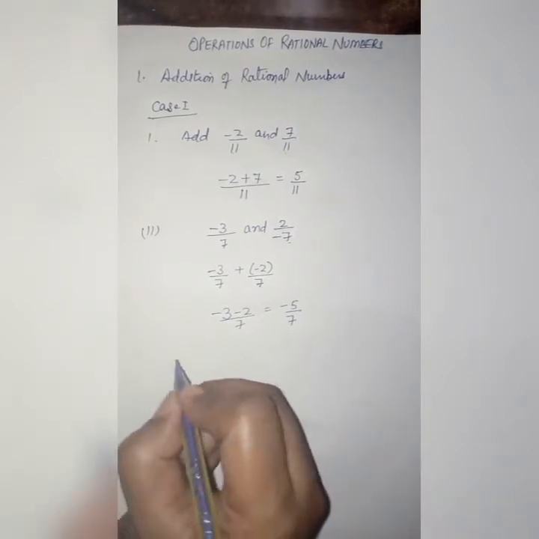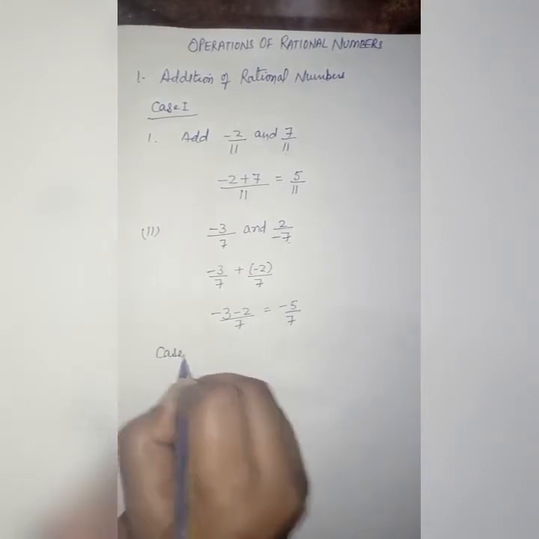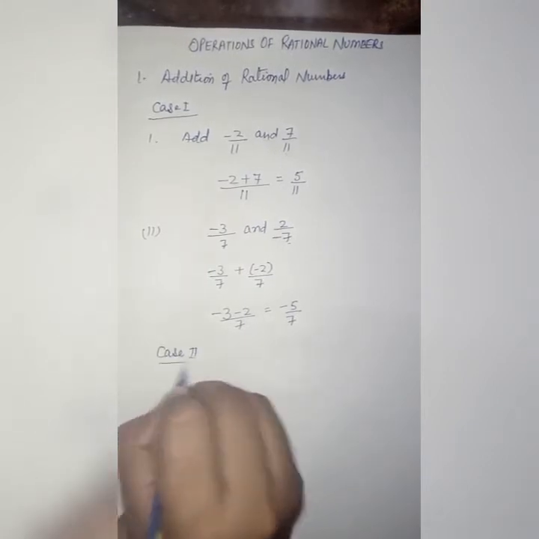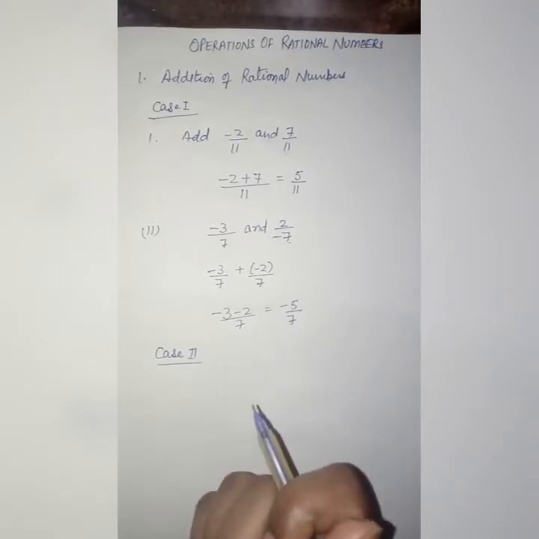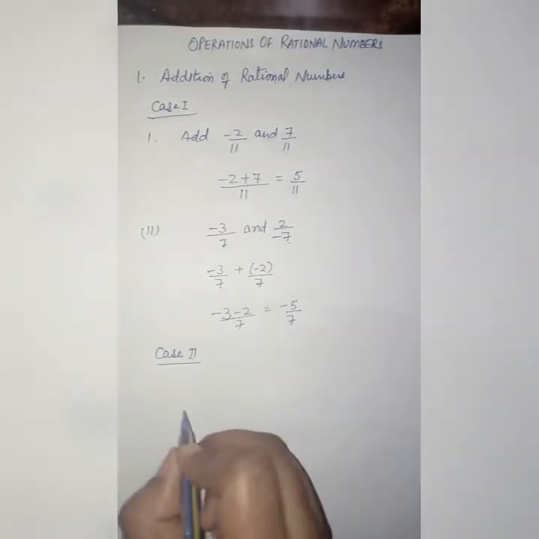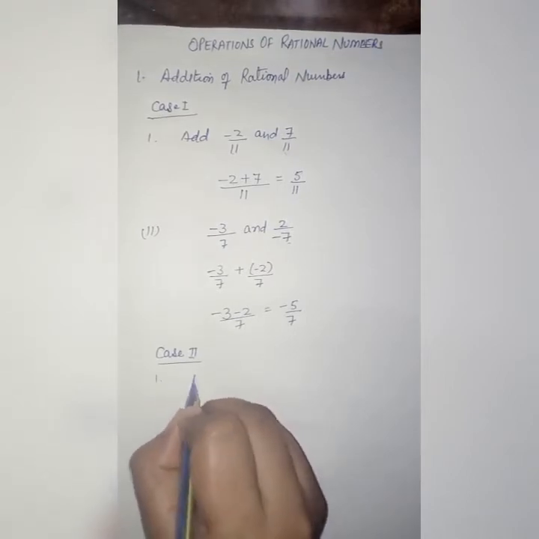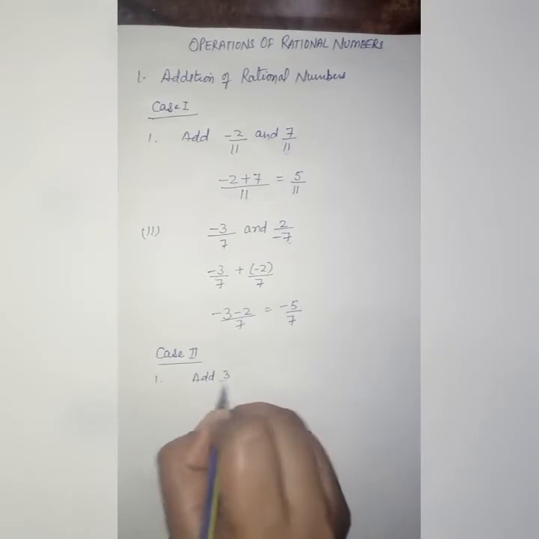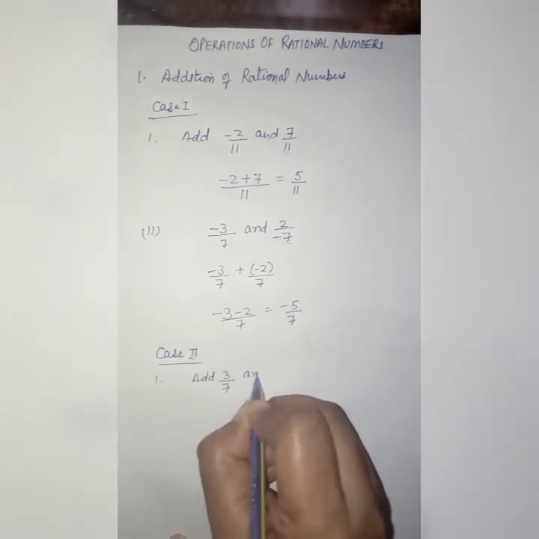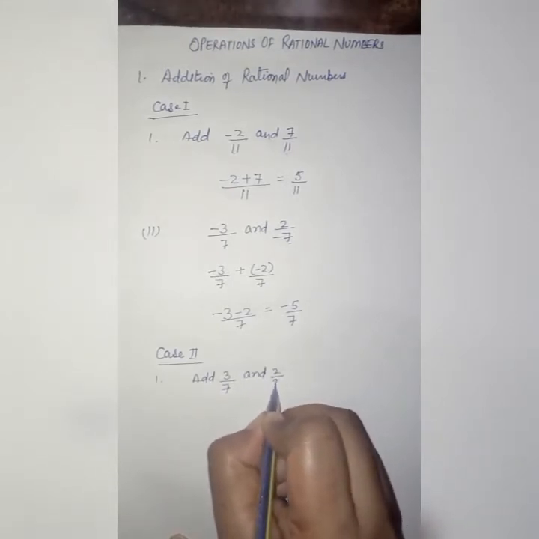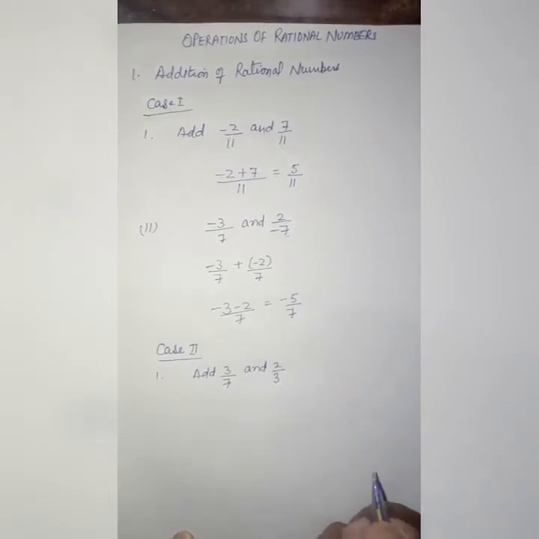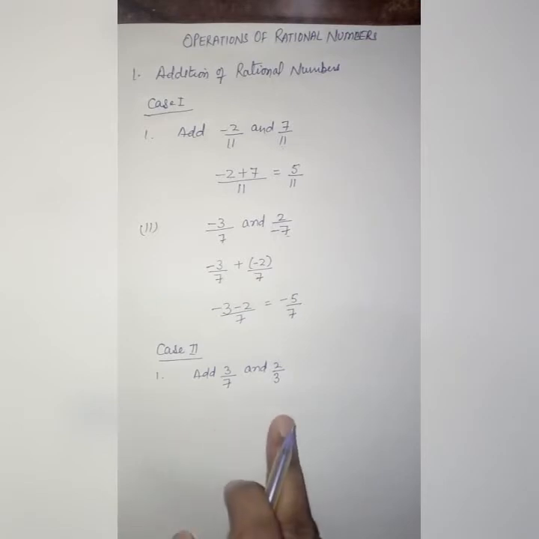And case second, if denominators are different. See, I am taking one example first. Add 3 upon 7 and 2 upon 3. So you can see that here denominators are not same. So first of all, you will make the denominators same.